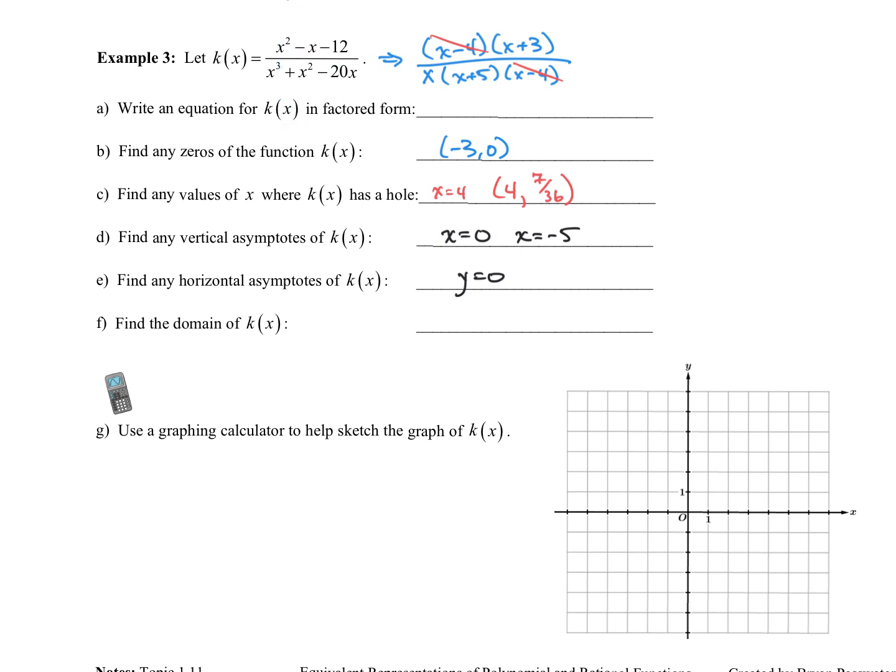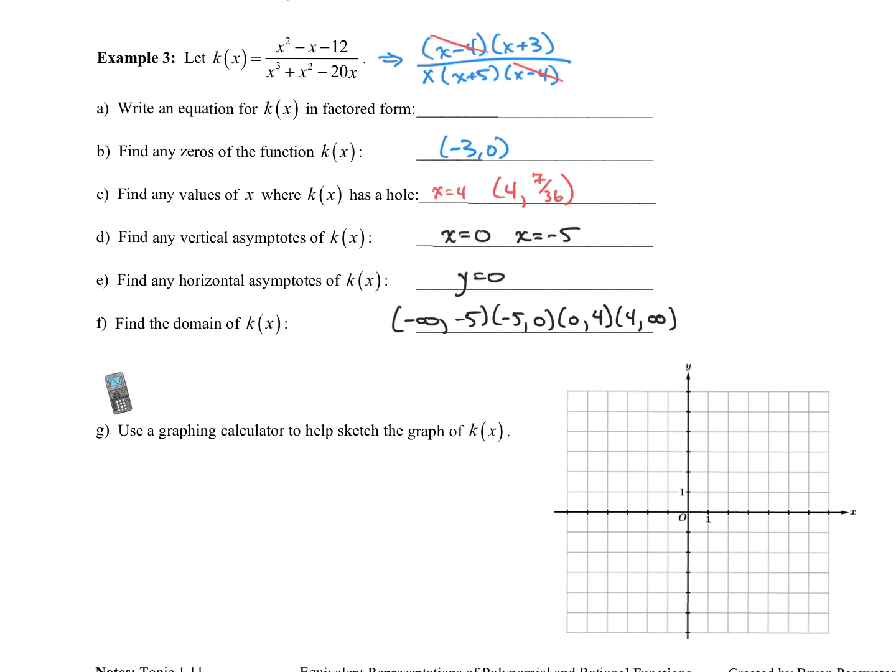All right. So now let's find its domain. How do we find domain again? Everything but what? Vertical asymptotes and holes. And so now I'd go from negative infinity to what? Negative 5. And then -5 to 0. And then 0 to 4. And then 4 to positive infinity.